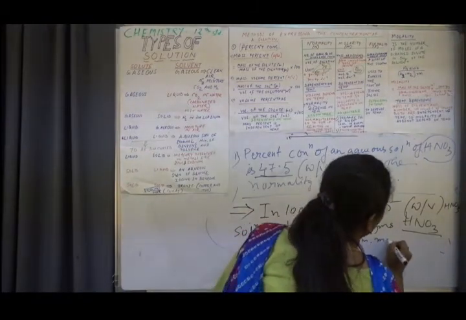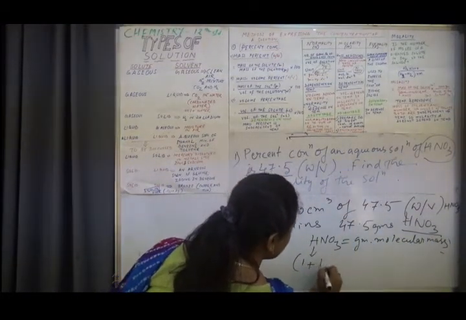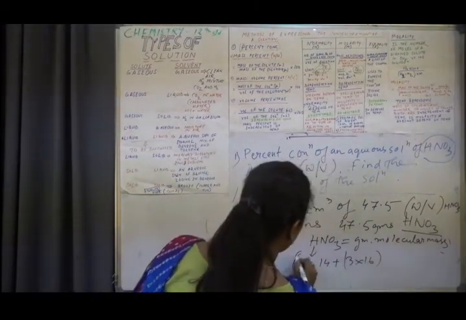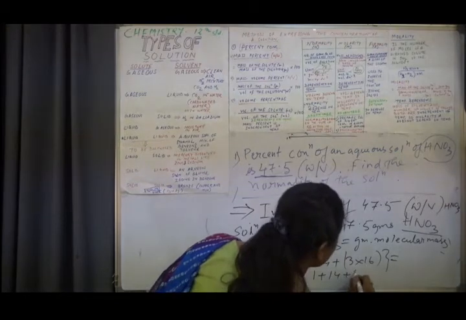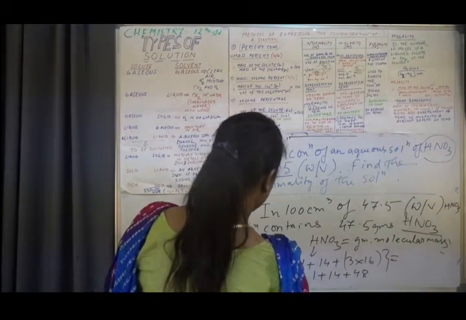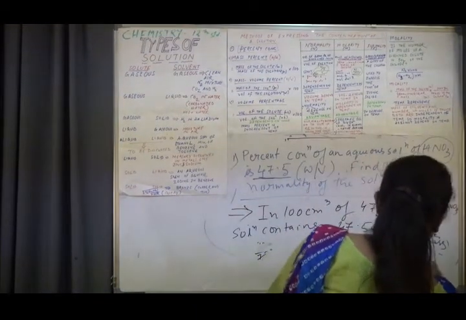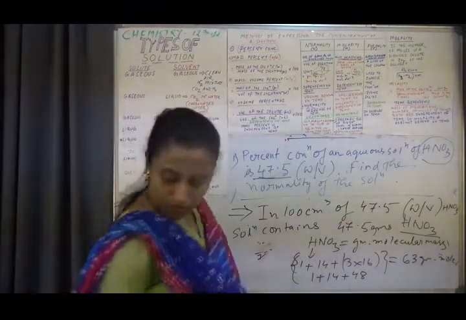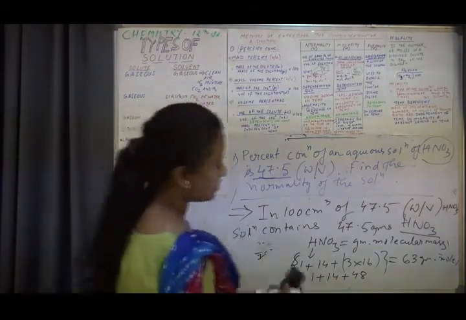So the gram molecular mass will be hydrogen 1, nitrogen 14, then oxygen 3 into 16. So what will be coming? 1 plus 14 plus how much? 48. Then it is coming 63. So this is the gram molecular mass of HNO3. I hope up to this you have written.